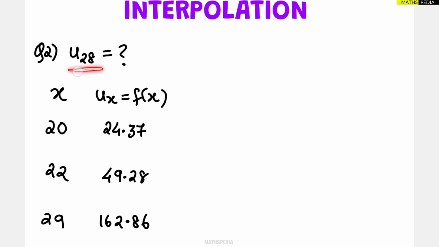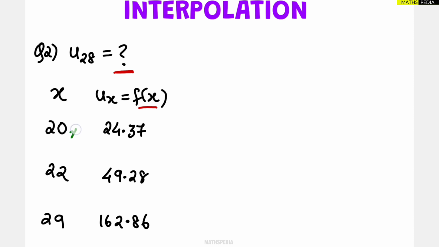Now u of 22 suffix is given. They have asked for u of 28, whatever the value is. u of x we are considering as the function of x, and that particular value is also given in the question. So I have just directly formed the table. It will be given in the question like u of 20 is 24.37. You have to understand that this 20 is basically x and 24.37 is the function of x. That's it. We'll go for the first table.